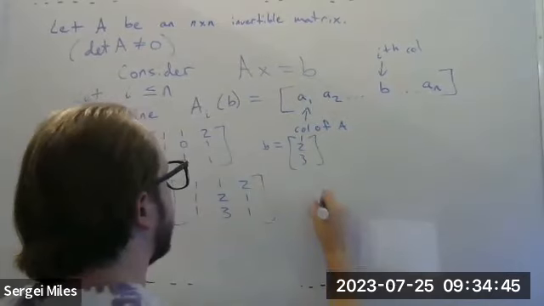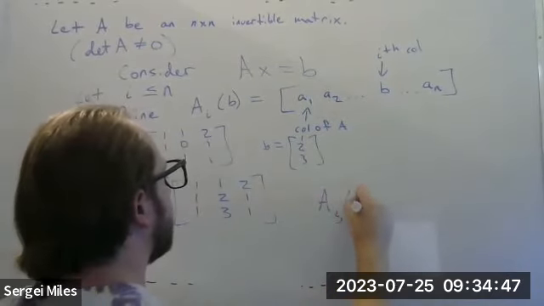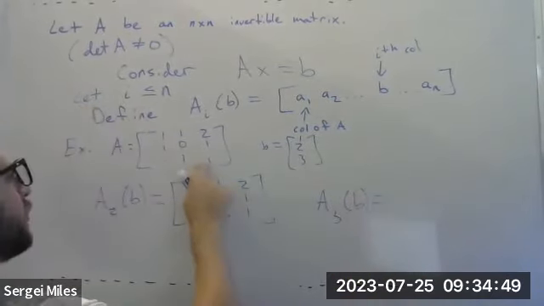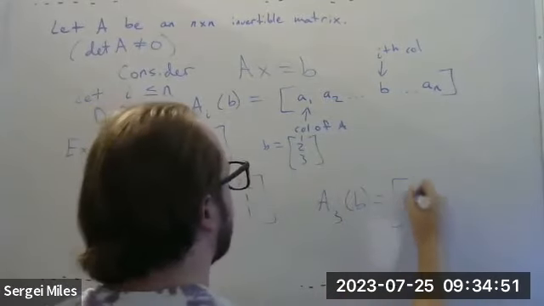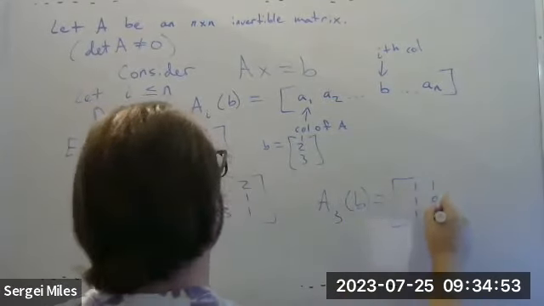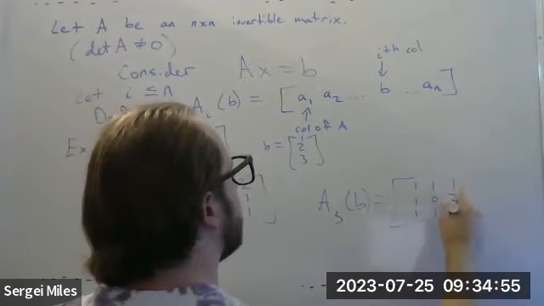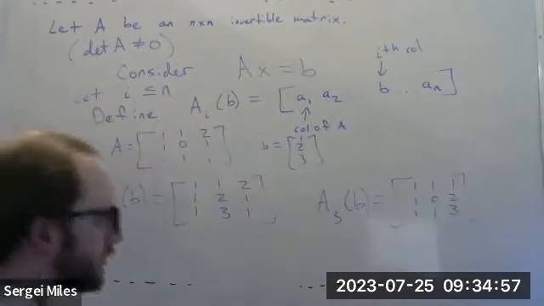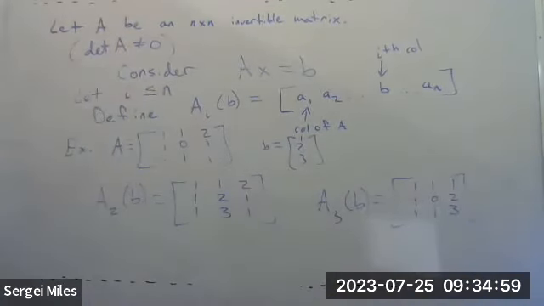If I wanted to find A3 of B, well, now I'm replacing the third column. So the first and second column don't change. And I'm going to put B in the third column, right? So that's all this notation means. Now, what does this have to do with determinants? That's what we're going to do in this next step.